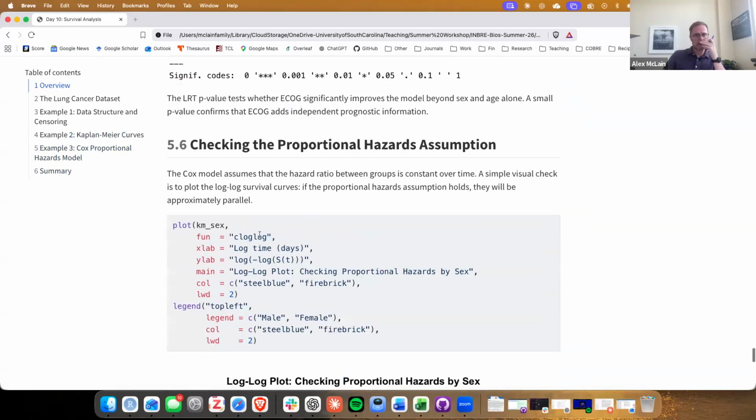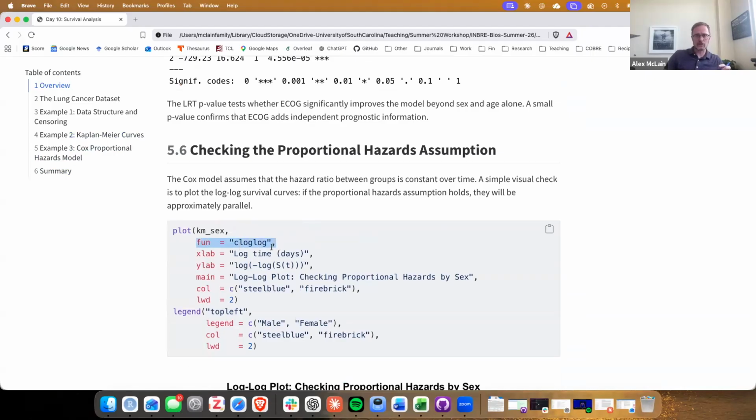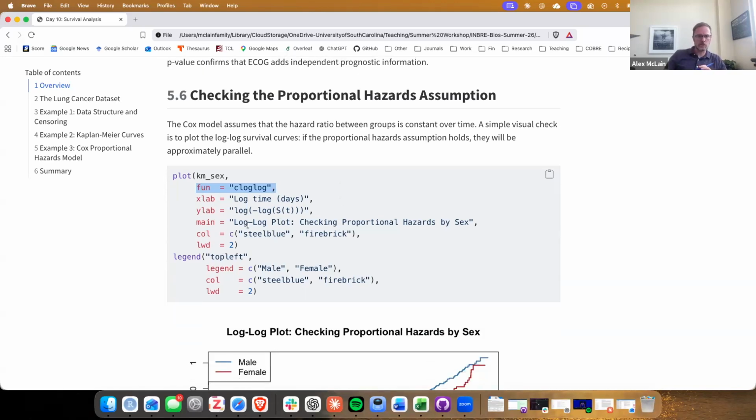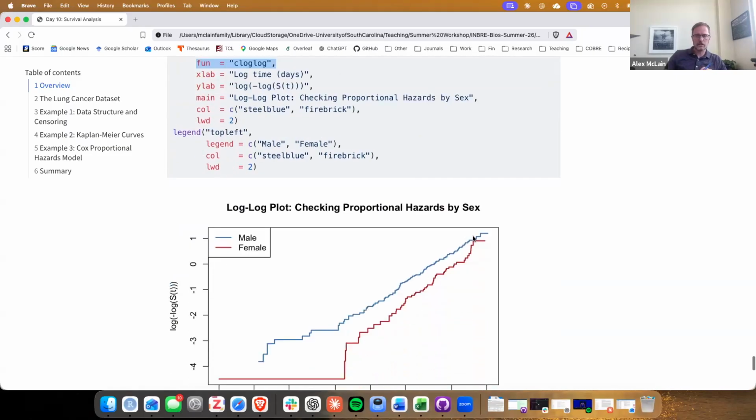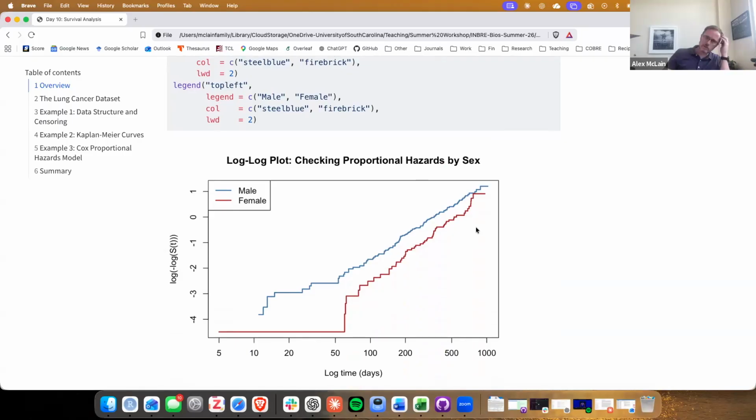So when we're checking the assumption, we want to add this function cloglog. This is going to help us determine whether the proportional hazards assumption works. The rest of this stuff is just window dressing, labels, main title, all this kind of stuff. So what we would like to see if the proportional hazards assumption is okay is that these curves should be relatively parallel. So the females are here in red, the males are here in blue. So if these are parallel, the difference between these two would be consistent most of the time.